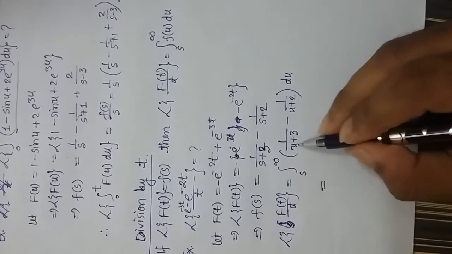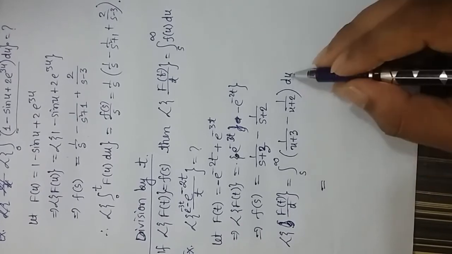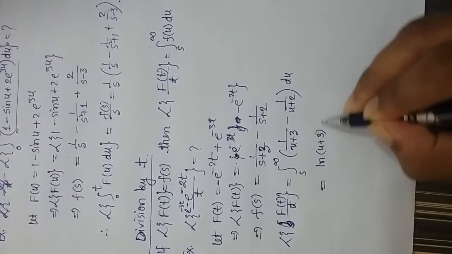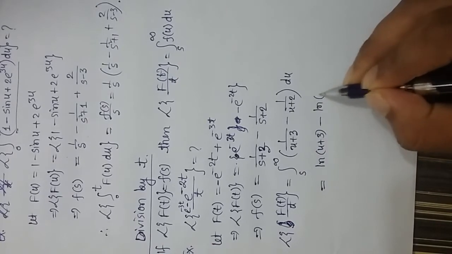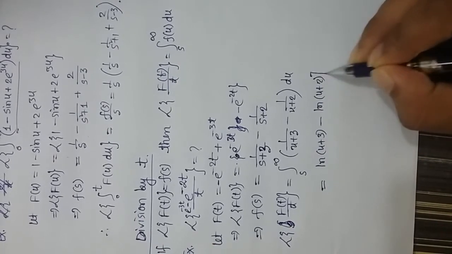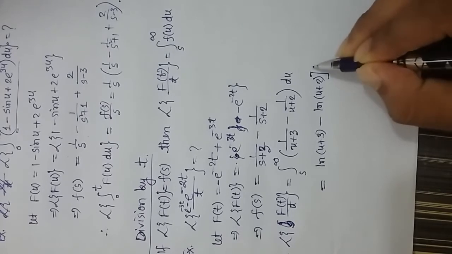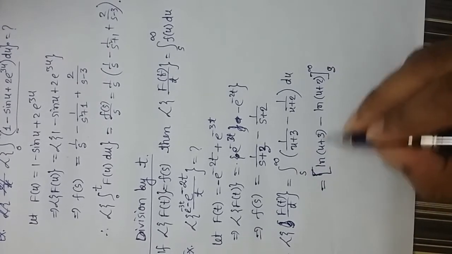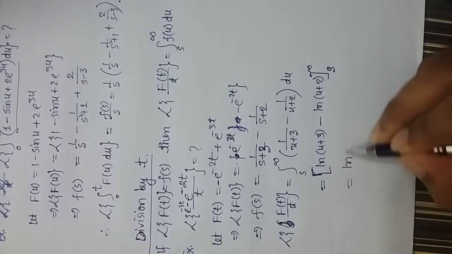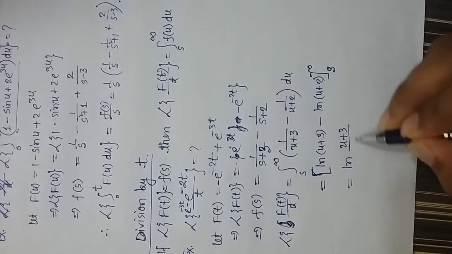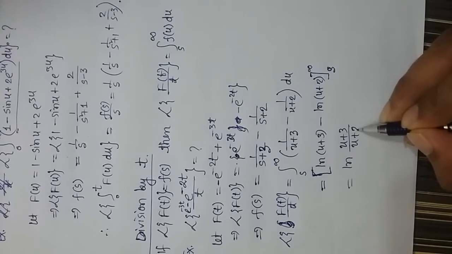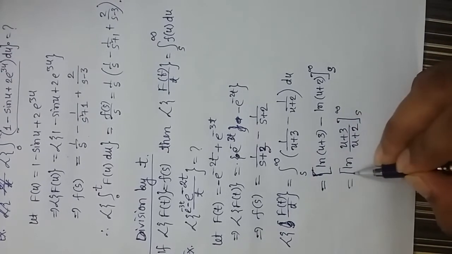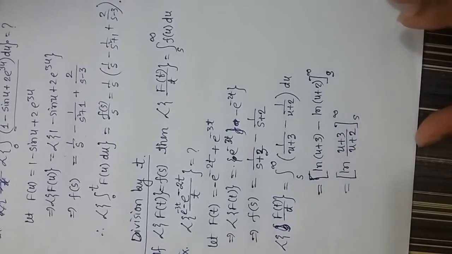Since we know the integration of 1 by x dx means ln x, so you can write ln of u plus 3 and here minus ln of u plus 2. Our limit is s to infinity. So ln a minus ln b becomes ln of u plus 3 by u plus 2, with limit s to infinity.